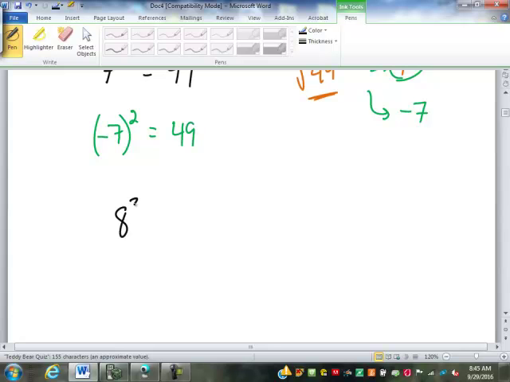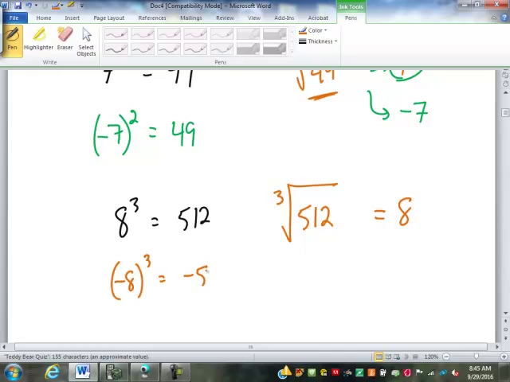So if I had 8 to the power of 3, which we said is 512, to reverse that, the symbol looks like this, the third root. So the third root of 512 has to be 8. Could it be negative 8? Well, negative 8 to the third power is negative 512. Because that'd be negative 8 times negative 8 times negative 8. Two negatives makes a positive, then times the third negative will make it negative again. So the third root of 512 is not negative 8, it's just positive 8.